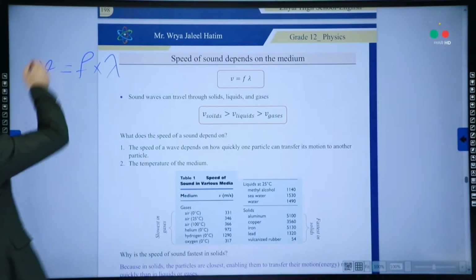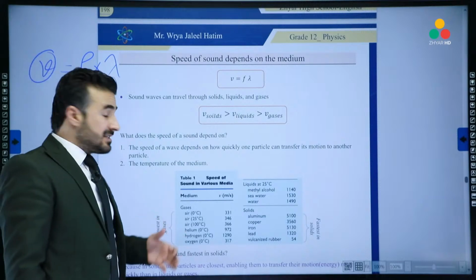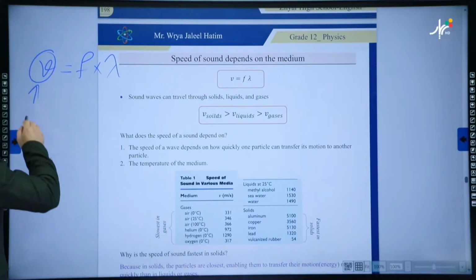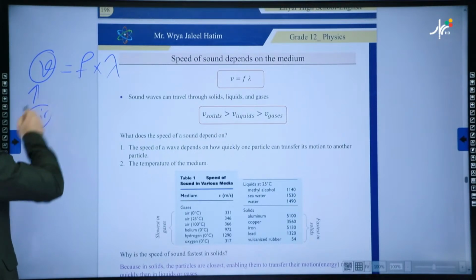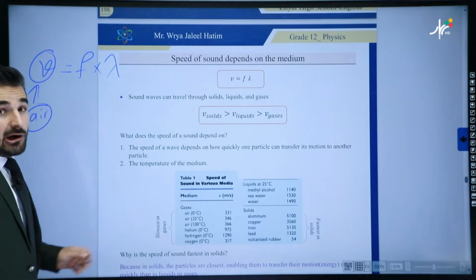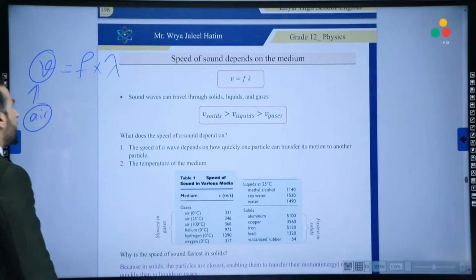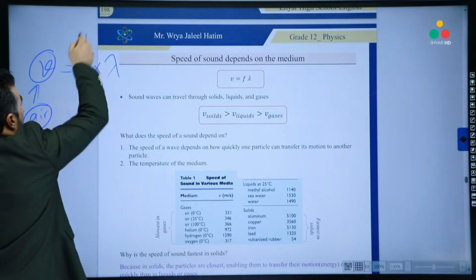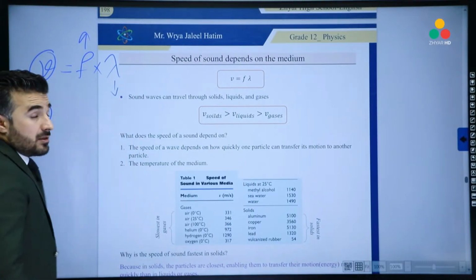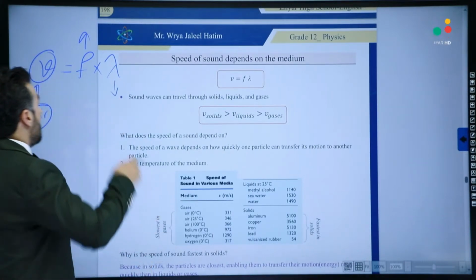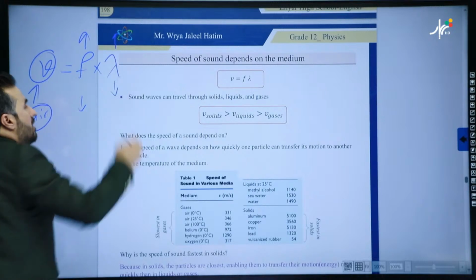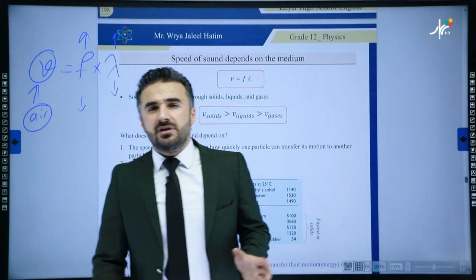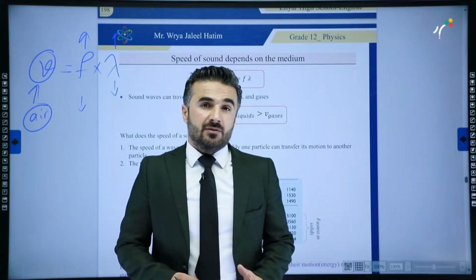And of course we said, given the same medium and the same conditions, the speed of a sound in the same medium will always be the same. If it is, for example, air, the speed of sound in air will be the same for all sounds, regardless of their frequency or wavelength. So if a sound has a very high frequency, then its wavelength will be very short, and vice versa. If the frequency is very low, then its wavelength will be long. Very good. But what happens when we change the medium?